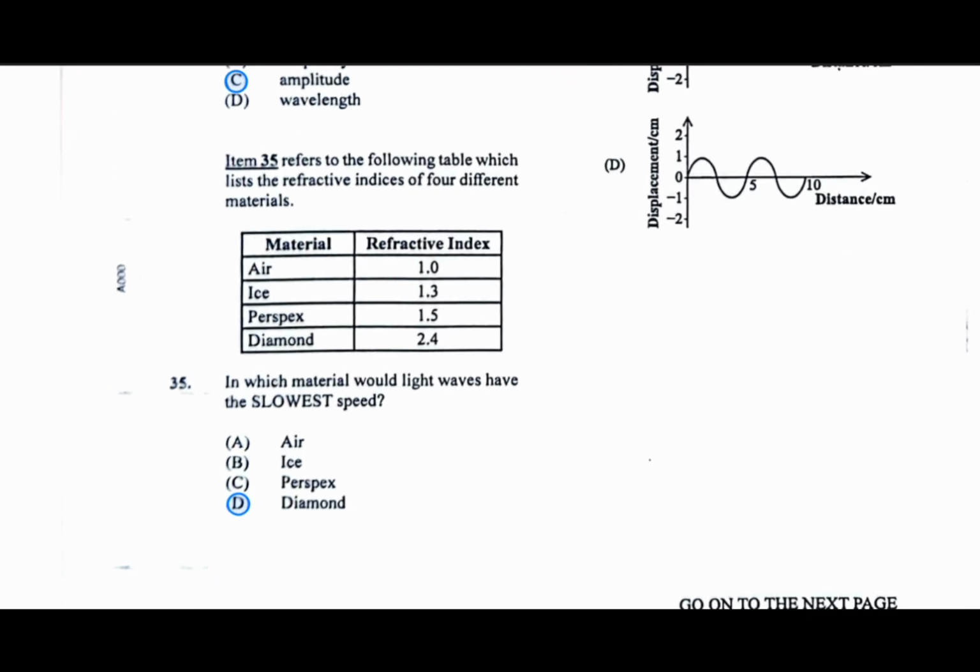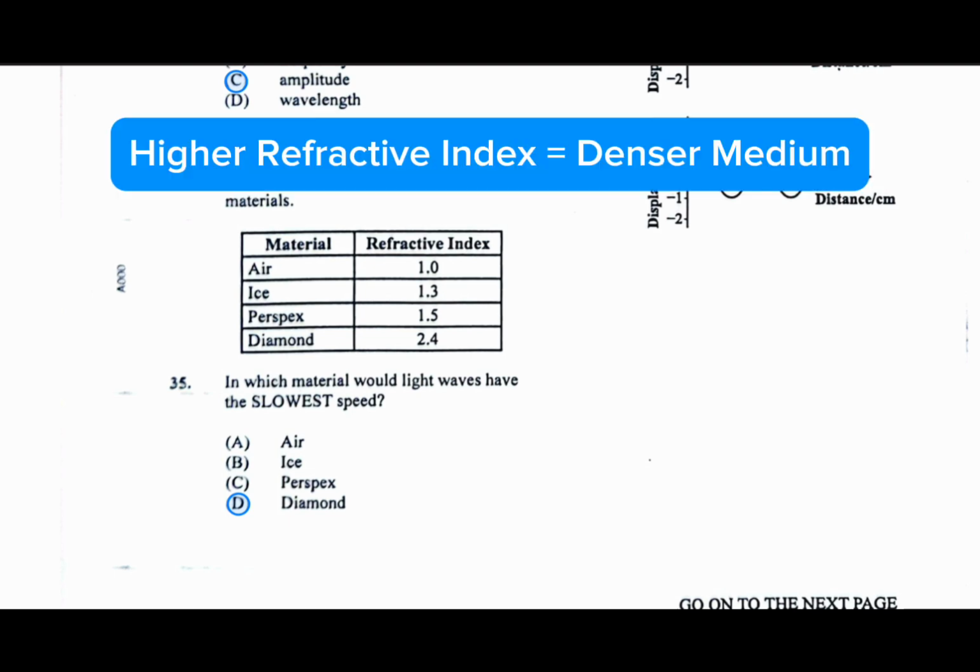Question 35. In which material would light waves have the slowest speed? Let me give a little example, right? Where would you run faster, in mud or in air? The answer should be obvious, right? In air. So the denser something is, the more it's going to slow down the velocity, or the speed. So the answer is diamond, right? Because diamond is the densest medium here, and it also has the highest refractive index.